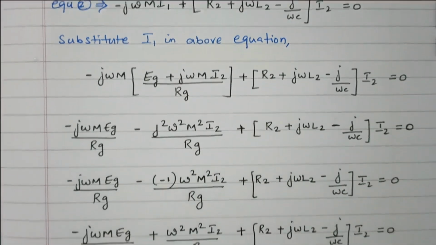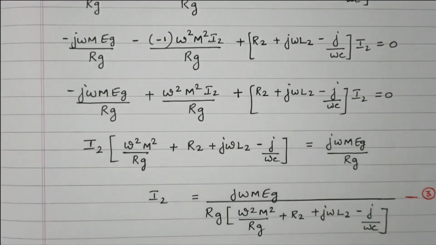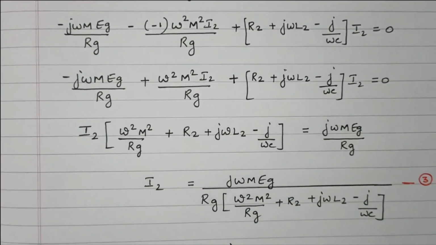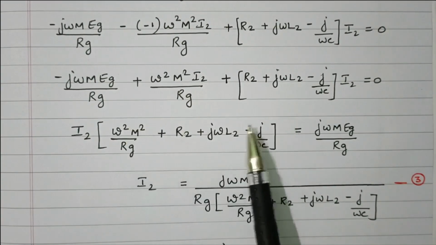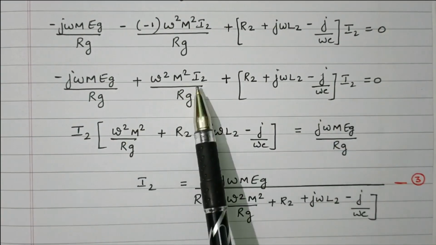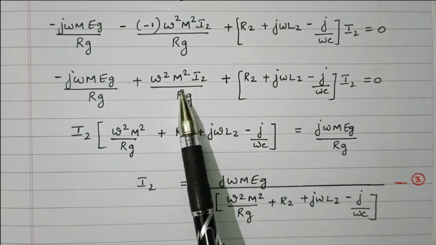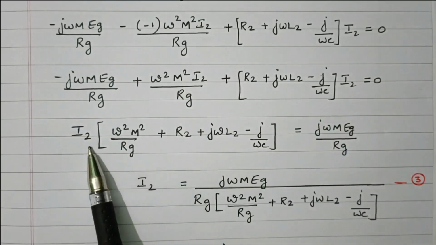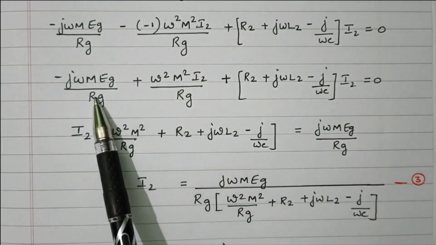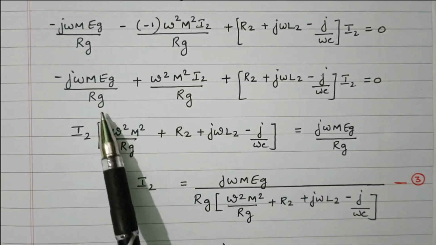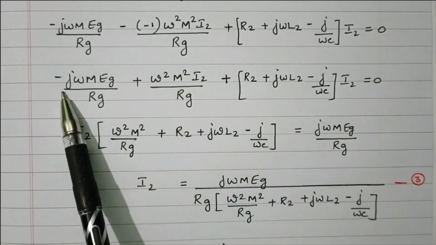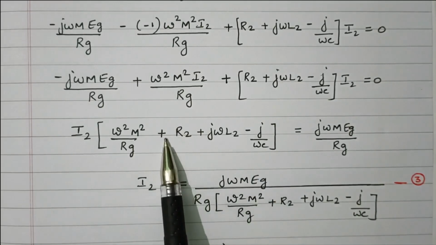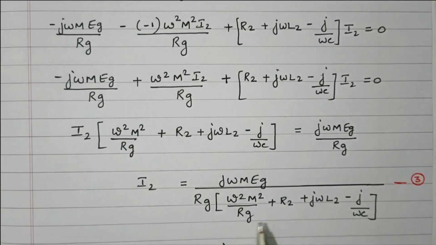So we will go for the further simplification. Minus becomes plus, right. Now we'll take the I2 outside. I2 is available here as well as in these two terms, so I2 is taken outside, and here one more term is available. That term is brought to the other side, so minus becomes plus. Now bring this term to the denominator, so that we get the expression for I2.